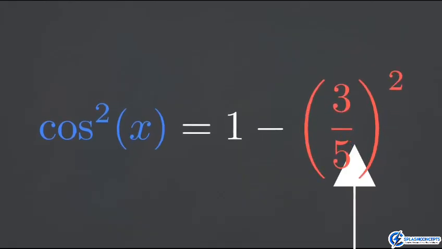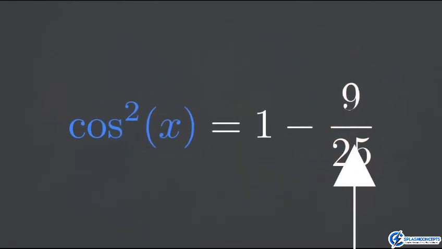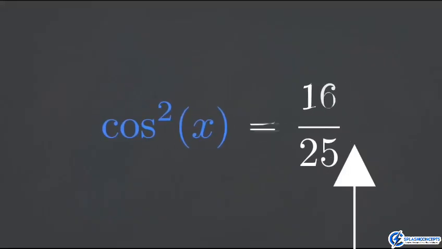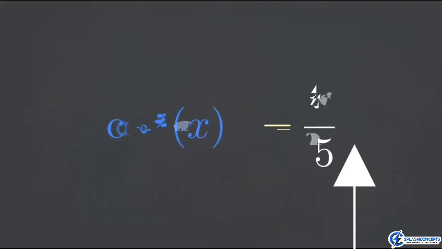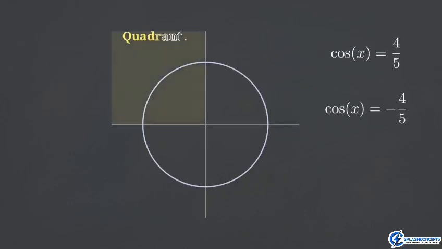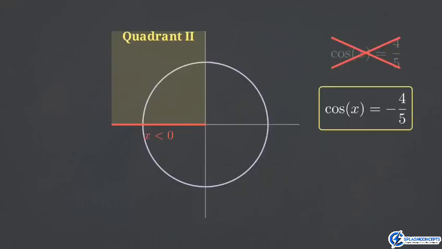Rearranging the identity to isolate cosine, we set up cosine squared x equals 1 minus 3/5 squared. Squaring 3/5 yields 9/25. There are 2 valid results, positive 4/5 and negative 4/5. Because we established the physical boundaries of quadrant 2 earlier, the ambiguity vanishes. The map dictates a negative x-axis, which overrules the raw numbers. The cosine of x is negative 4/5. This value locks directly into a physical coordinate. The exact position on the circle's edge is negative 4/5, 3/5.